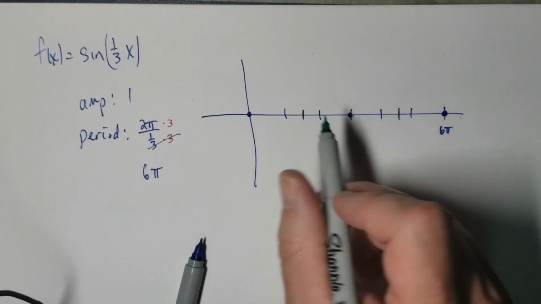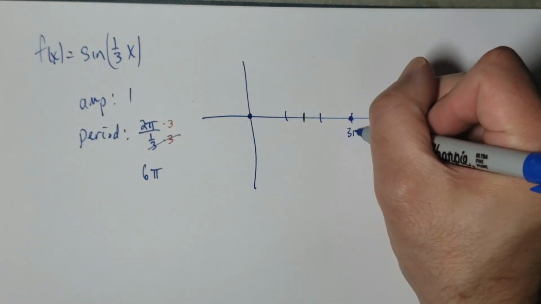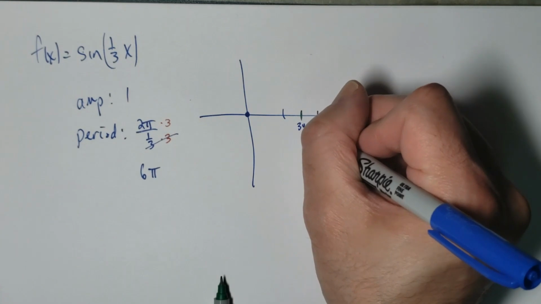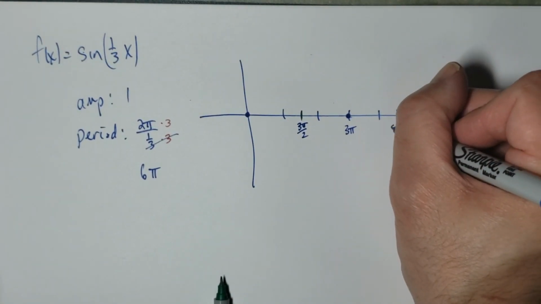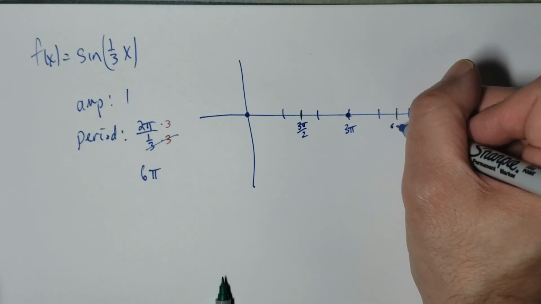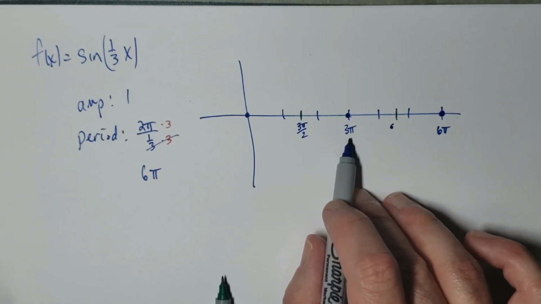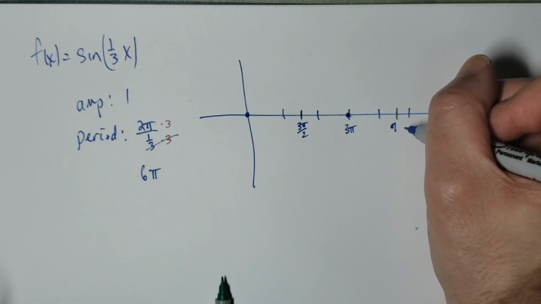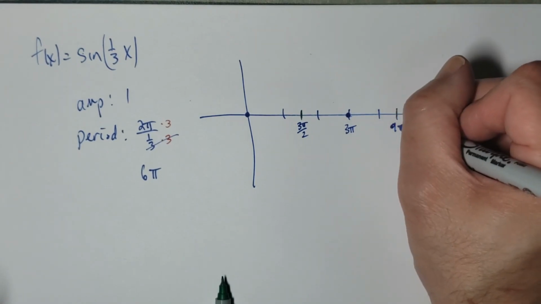Now, you might be curious as to what that number is. So let's think about it. This was half of 6 pi, so 3 pi. This is half of 3 pi, so 3 pi over 2. And then what would this be? This would be 3 pi plus another pi and a half. That is 7 pi over 2. That doesn't seem right. 9 pi over 2.